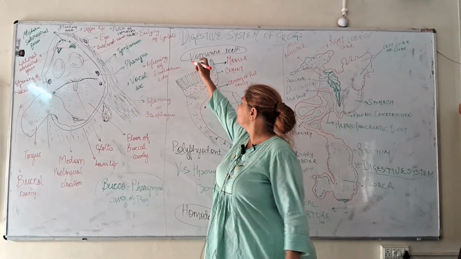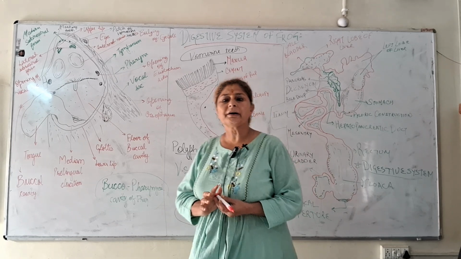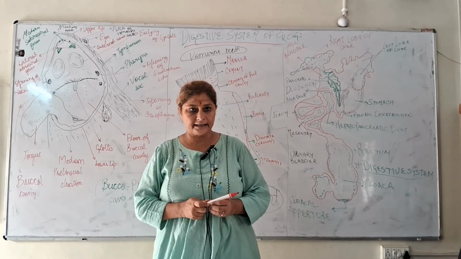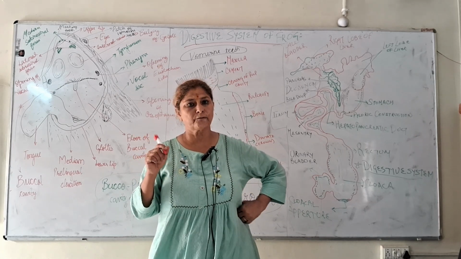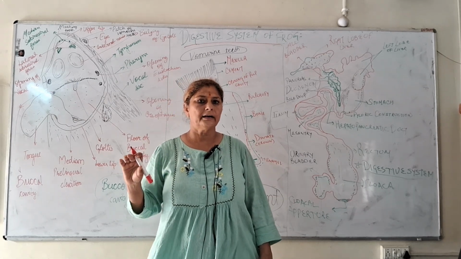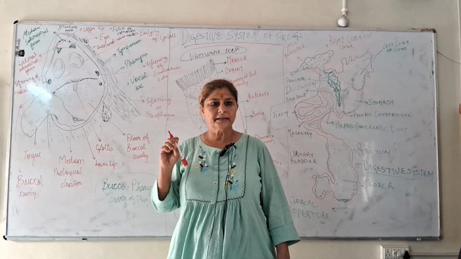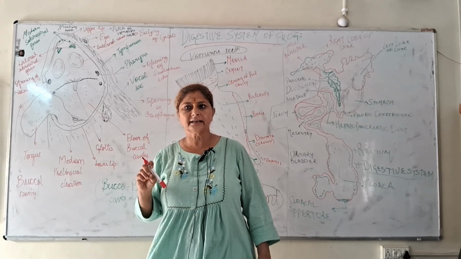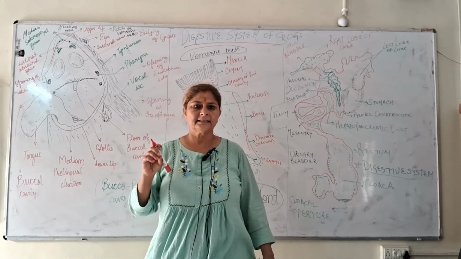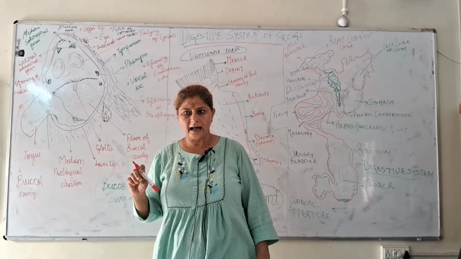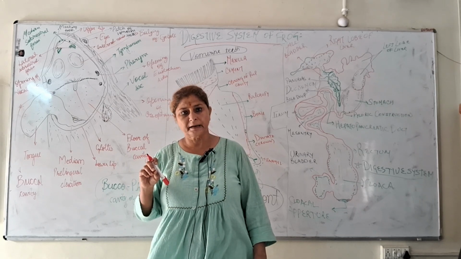First, this digestive system always consists of two parts. One is the alimentary canal and the second is the digestive glands. Always remember this: the alimentary digestive system consists of two parts, the alimentary canal and digestive glands. The alimentary canal starts from the mouth, then the buccal cavity, then the pharynx, then the esophagus, then the stomach, next the small intestine, large intestine, and then the rectum. In the small intestine there is the duodenum.